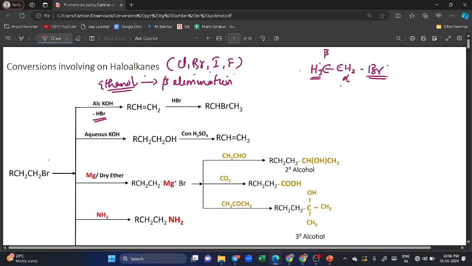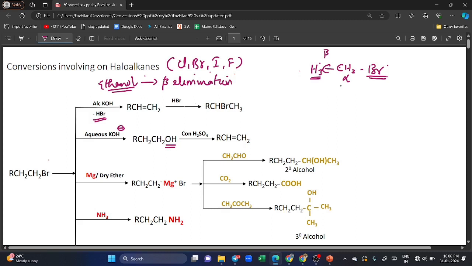Suppose I use aqueous KOH. I am not going to witness elimination here; rather it is going to be a nucleophilic substitution. The hydroxide ion goes and attacks this carbon, and bromine gets substituted by hydroxide. So if you want to convert a given haloalkane to an alcohol, you can use aqueous KOH. But if you want to convert this haloalkane to an alkene directly, you can use alcoholic KOH.